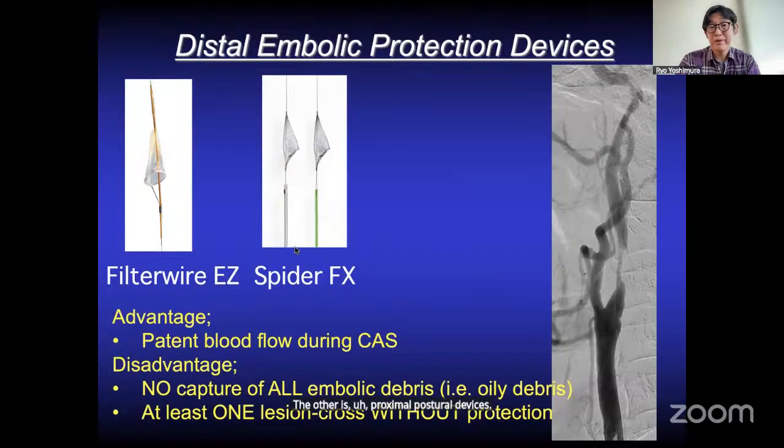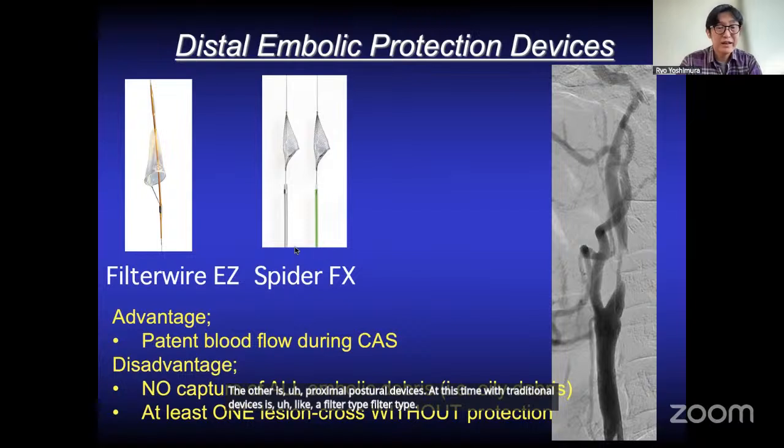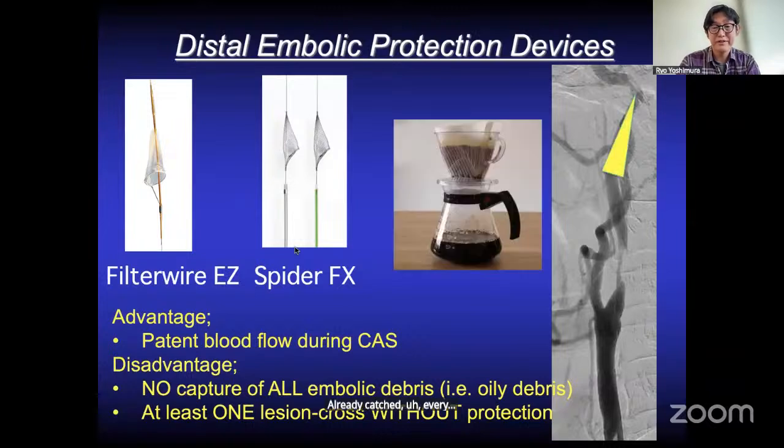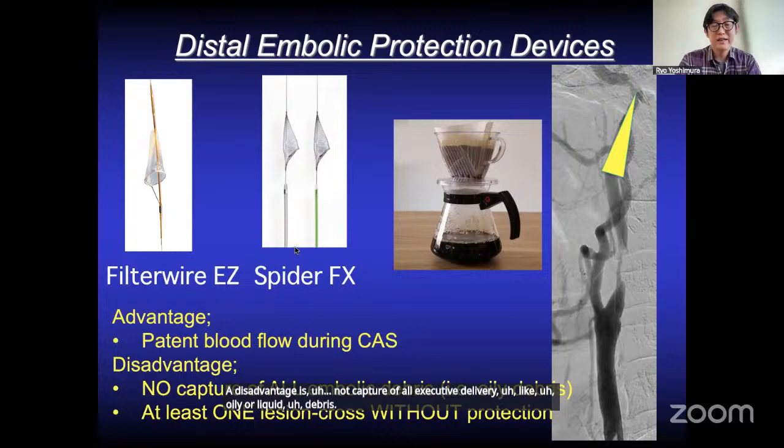Distal embolic protection device is a filter type. The advantage is patent blood flow during CAS because the blood passes through the filter and it only catches the debris. You can imagine a coffee filter. But the disadvantage is that it does not capture all embolic debris, like oily or liquid debris might pass through to the brain.